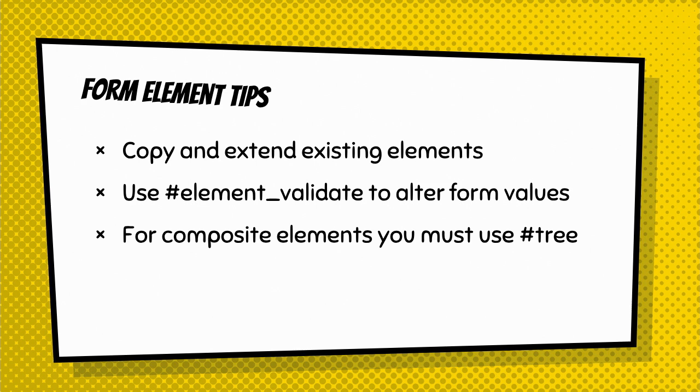And then if you have composite elements, that's a bunch of inputs working together, you must use this property called tree. And what it does is it takes all those inputs and puts them into a little associative array and passes that around. If you don't do that, the data goes all over the place. So you'll see tree a lot in form elements because you have to group these things together.